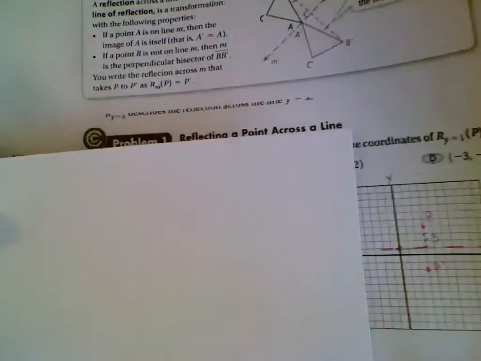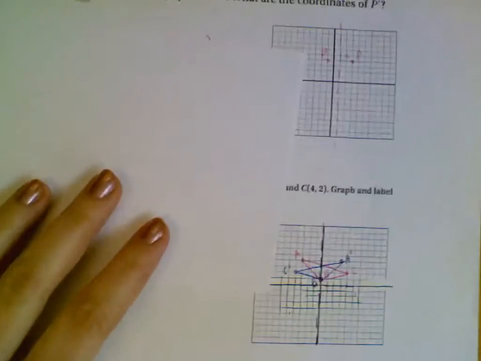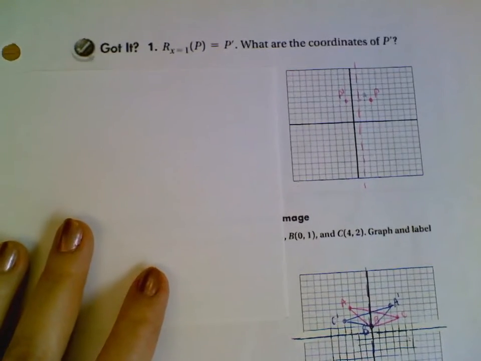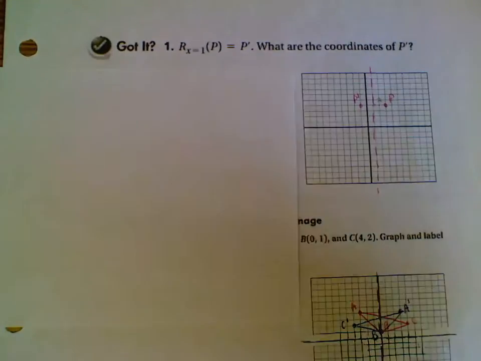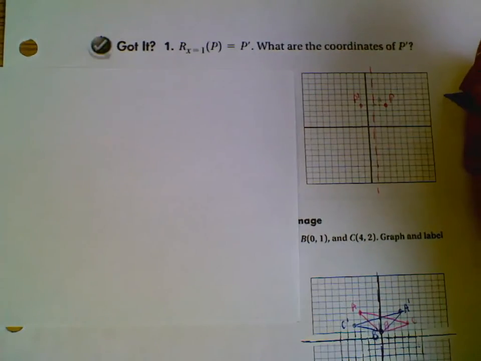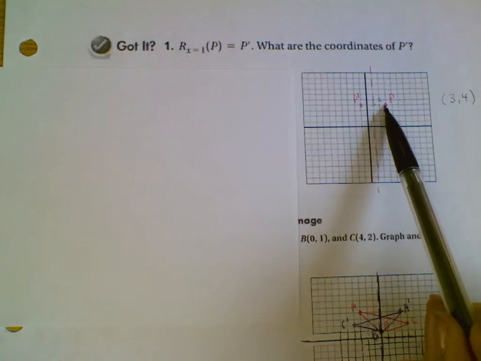Okay, why don't you pause the video and try the got it question. On the got it question, it asked you to reflect that same point. So I'm still going to use the point (3, 4) for my point P. I plotted that point, went right 3, up 4.